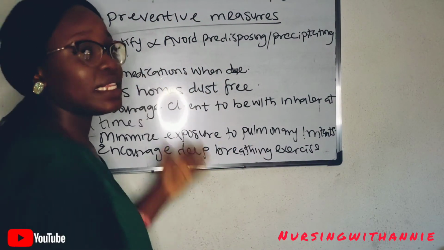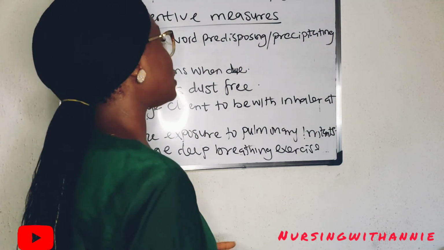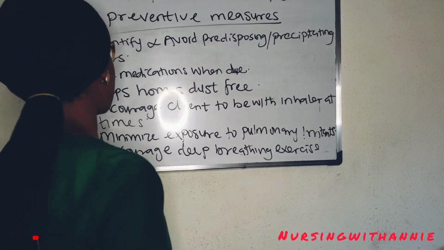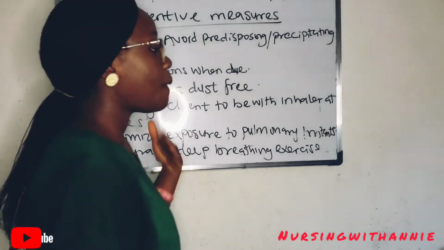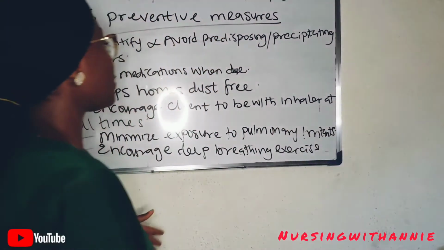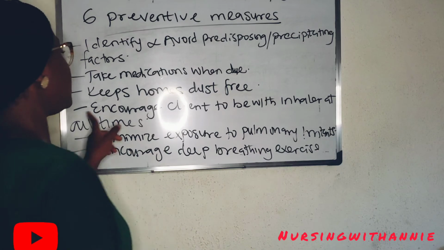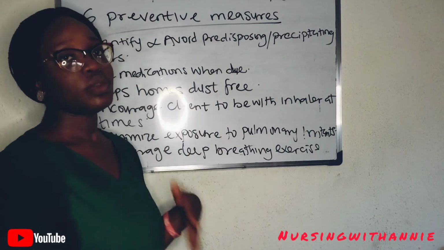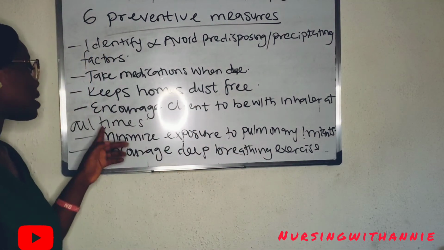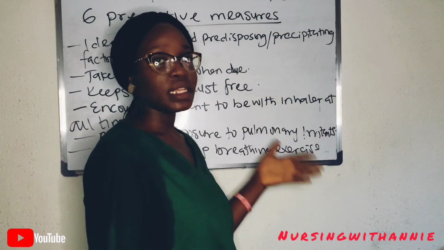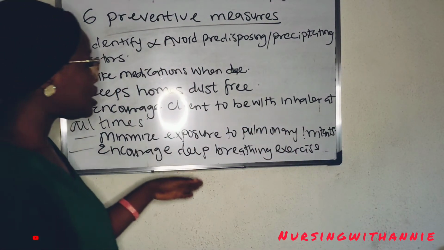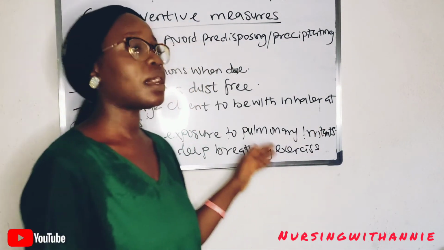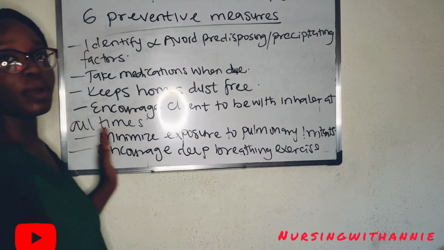Then number 2 is take medications when due. Make sure you take your medications when due. This is one way you can prevent asthmatic attack. Then you keep homes dust free. Make sure that homes are dust free. Wherever there is dust, make sure to clean them. Then you encourage clients to be with their inhaler at all times. Minimize exposure to pulmonary irritants. Then encourage deep breathing exercise. Deep breathing exercise also helps when it comes to bronchial asthma. So these were the questions number 1 carried.